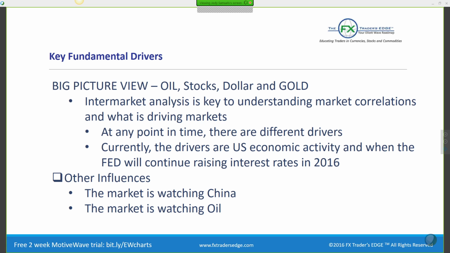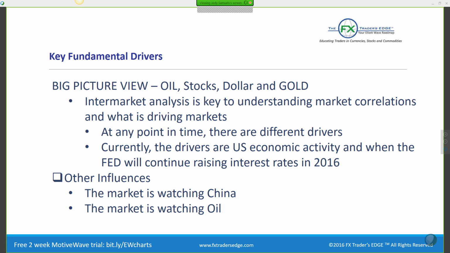We discussed intermarket analysis and how it is really important to understand market correlations and what is driving the market. At any point in time, there are different drivers. So currently, the drivers are U.S. economic activity and when the Fed will continue raising interest rates in 2016. In fact, that's today. That's this week. These are the drivers for this week. Other influences are China and oil.